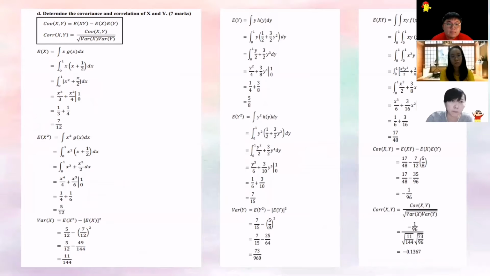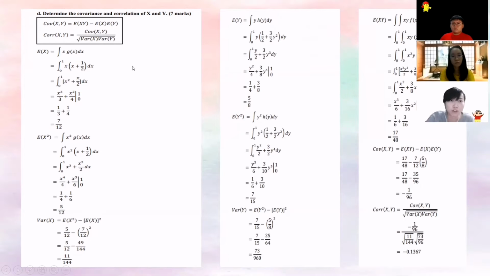Next, for part 1D, the question asks us to determine the covariance and also the correlation of x and y. As you can see, the formula we have already inserted in our slide and also report. So in order to get the covariance and correlation of x and y, we have to find the expected value of x, the expected value of y, the expected value of xy, and variance x, variance y.